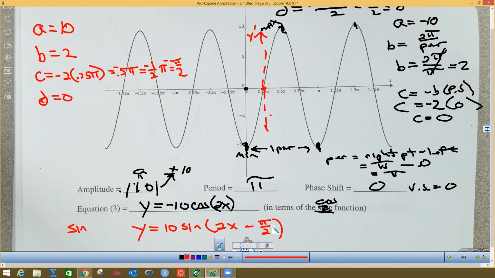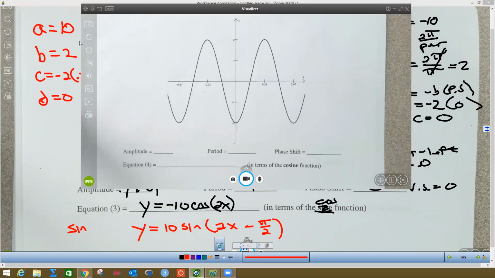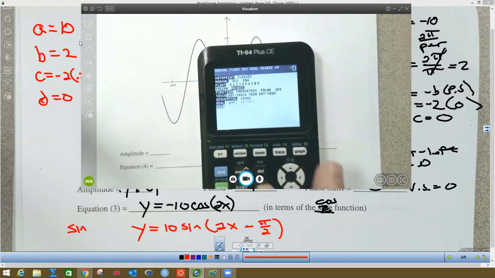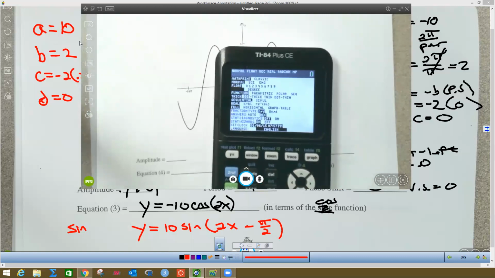Now, how can I check that? Anybody know what I can do with my calculator? What can I do to check that? Somebody help me. Can't hear you. I can graph both those lines, and what should they look like? How should they be on my calculator? They should be exactly the same. You must be in radians when you graph trig functions, so make sure your mode is in radians.